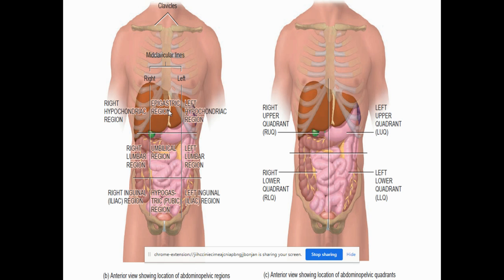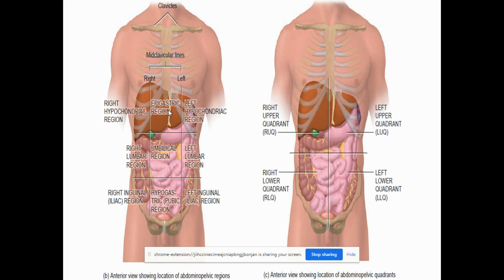So before studying the structure and functions of the small intestine, duodenum, jejunum, and ileum, we have to clearly understand the structure and functions of the pancreas, liver, and the gallbladder. So we will see what is the anatomy of the liver and the gallbladder.